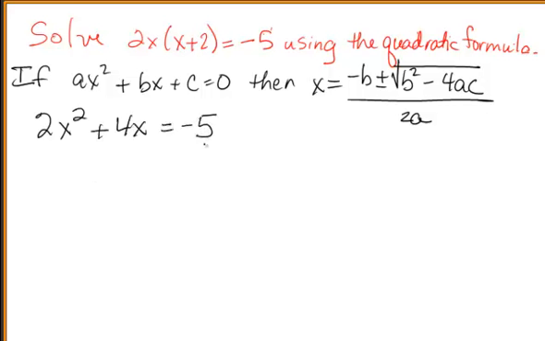Now, we don't want to go straight to the quadratic formula now. We need it to be equals 0 on one side. So I'm going to add 5 to both sides to get it in this form.